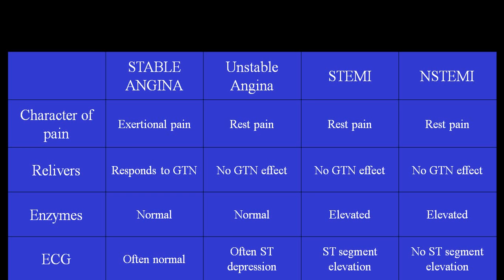We have already discussed this particular differential diagnosis of stable angina, unstable angina, STEMI and non-STEMI in ischemic heart disease, so I am not repeating this. At your leisure time, you can go through it. Usually stable angina comes on exertion. It responds to glyceryl trinitrate. Enzymes are normal. ECG is often normal. And you can confirm by exercise treadmill testing or by stress testing.